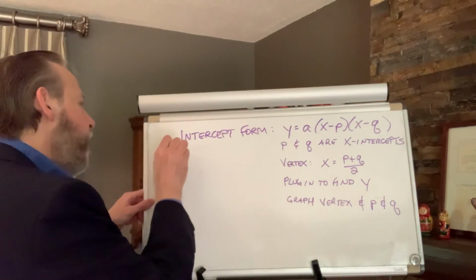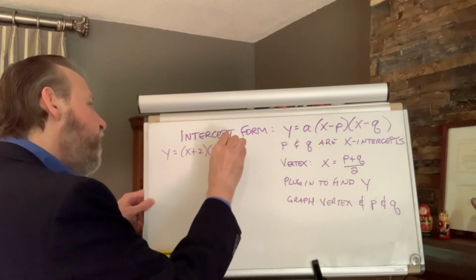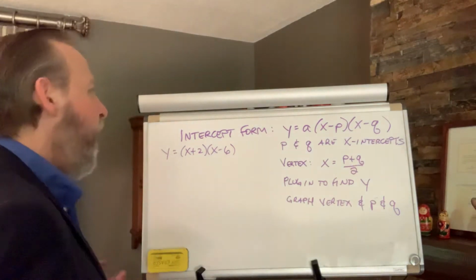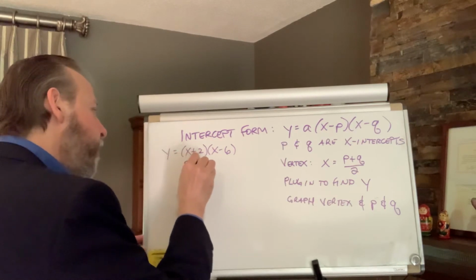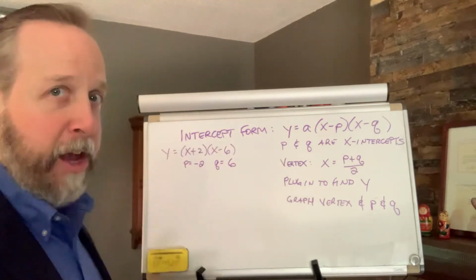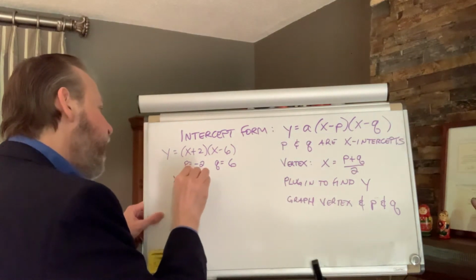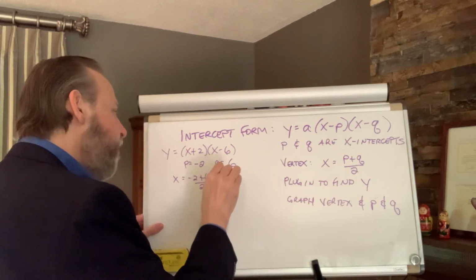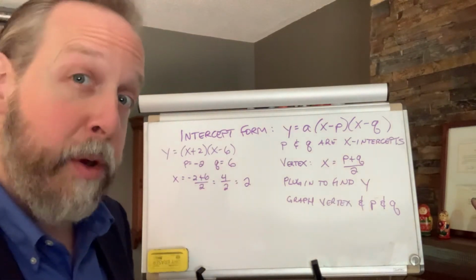Here's your example. Y equals, I'll keep it nice and easy, x plus 2 parentheses x minus 6. Okay, can you tell me what the values will be? Well, p and q are the first things to identify. P is -2 and q is +6. It's the opposite of the signs you see inside the parentheses. The x value of the vertex will be -2 plus 6 divided by 2. -2 plus 6 is 4, and 4 divided by 2 is 2.